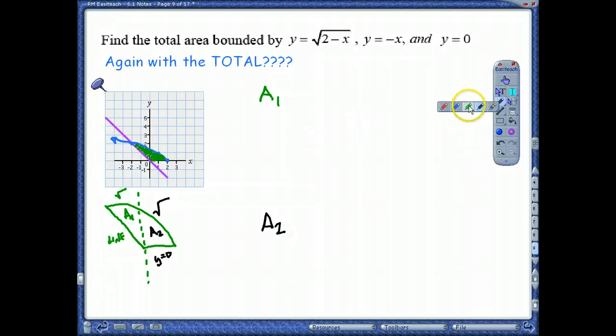So we'll need to find all those points of intersection. We'll need to find this point where this diagonal line and the square root intersect each other, where the diagonal line intersects the x-axis, and where the square root intersects the x-axis. So that's going to be at -2, that's at 0, that's at +2. I'm ready to go. So from -2 to 0, the square root's on top, and you are subtracting that diagonal line. So I'm subtracting a negative x.